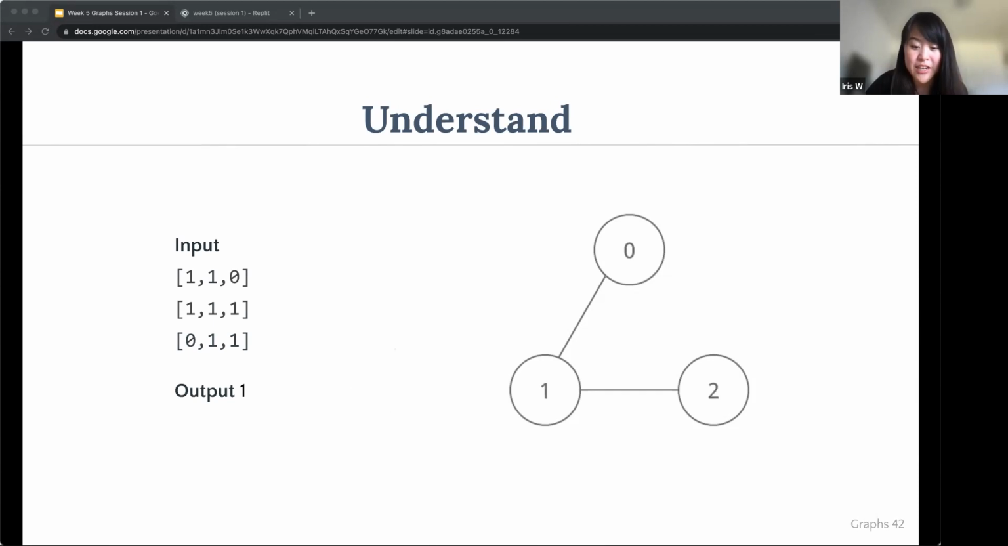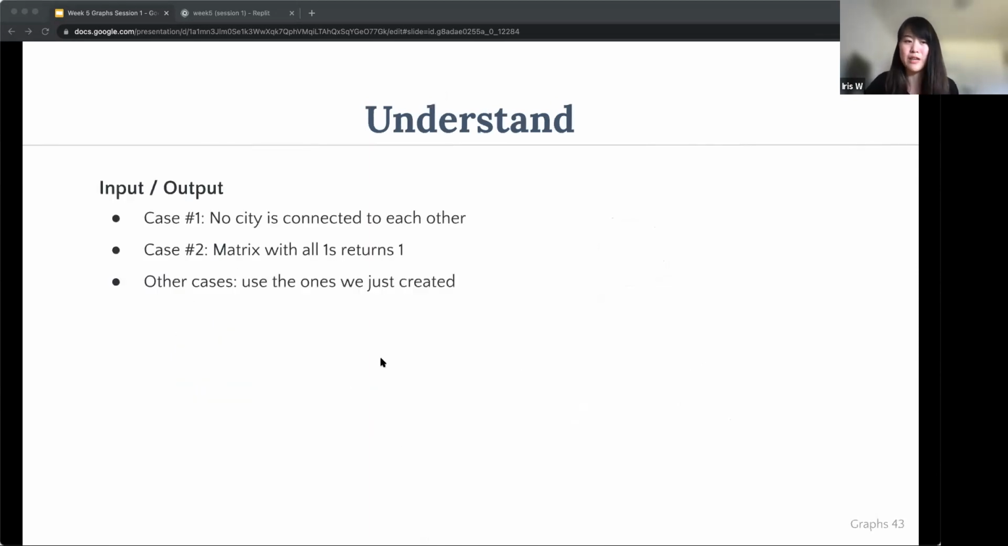Does anyone have any ideas of what test cases they would ideally also want to test against this problem right here? Yep. Okay. Someone mentioned a few important cases that you want to cover: the case where no city is connected to each other, so every city is its own province. And a case where all the cities are connected to each other, where I want to make sure that my code doesn't break and I don't run into an infinite loop. And for other cases, I basically want to use the ones I create and make sure that my code runs against those.